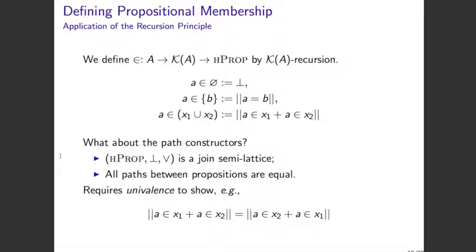So for instance, in order to show that the image of the union operation is commutative, we need to prove this equality right here. And the way to do this is to actually construct an equivalence between those two types and then use the univalence axiom to get an equality.